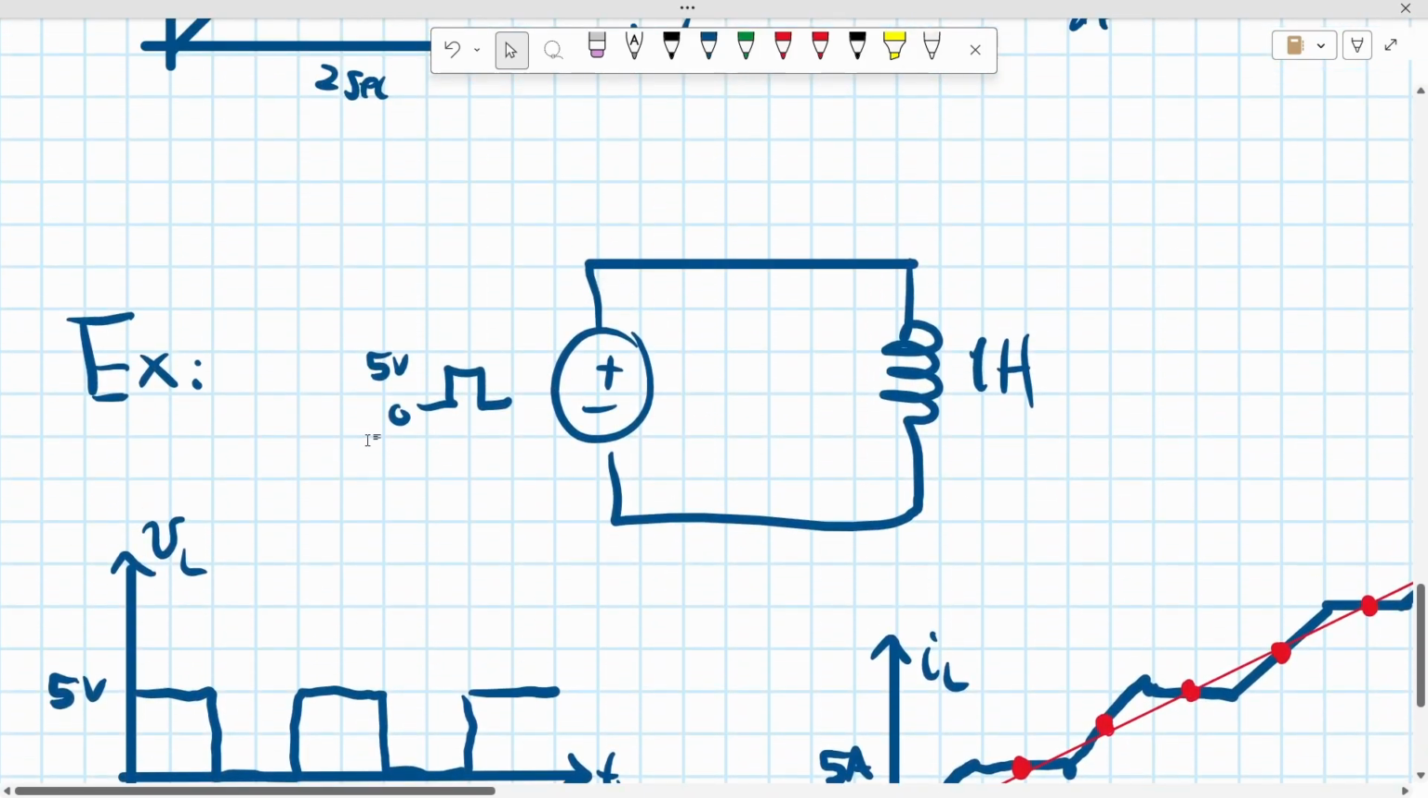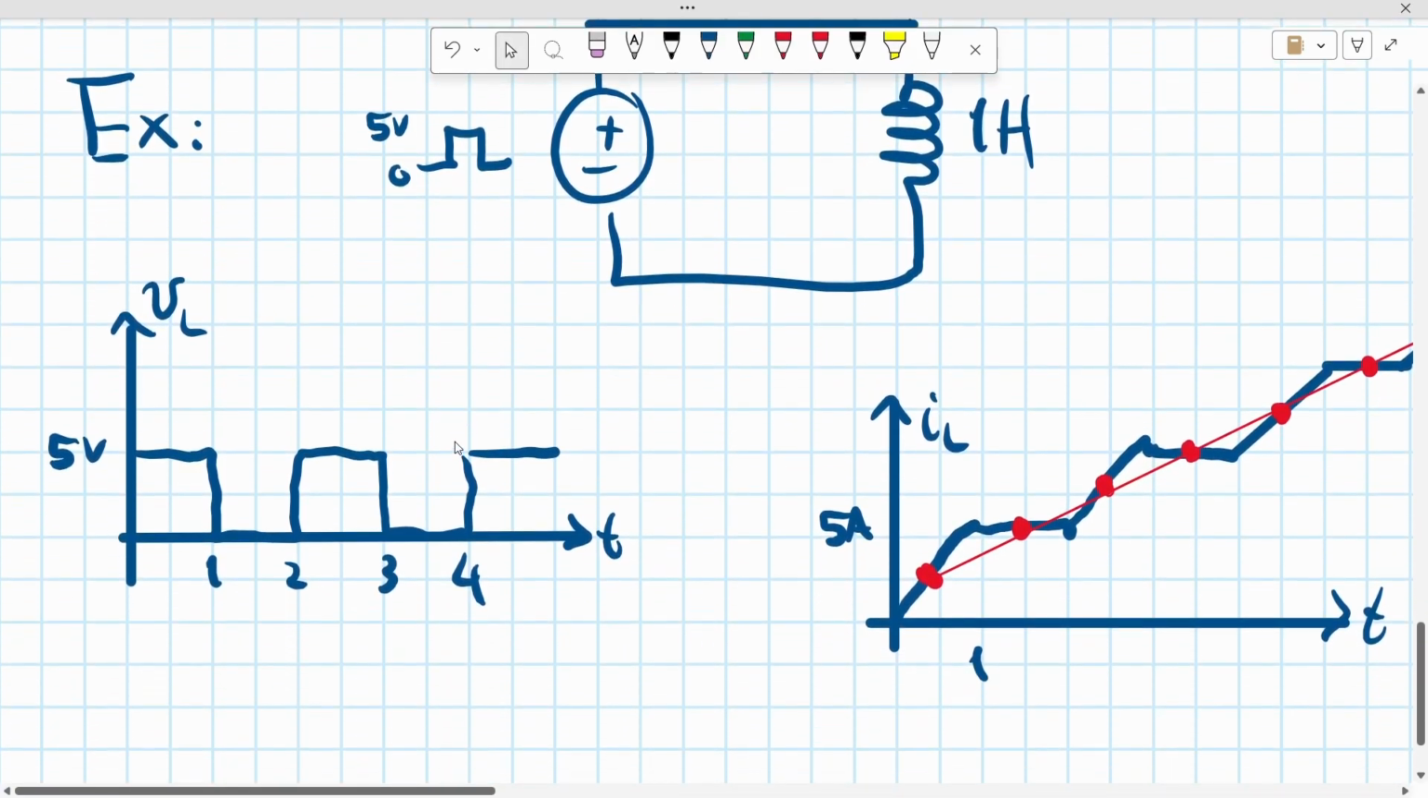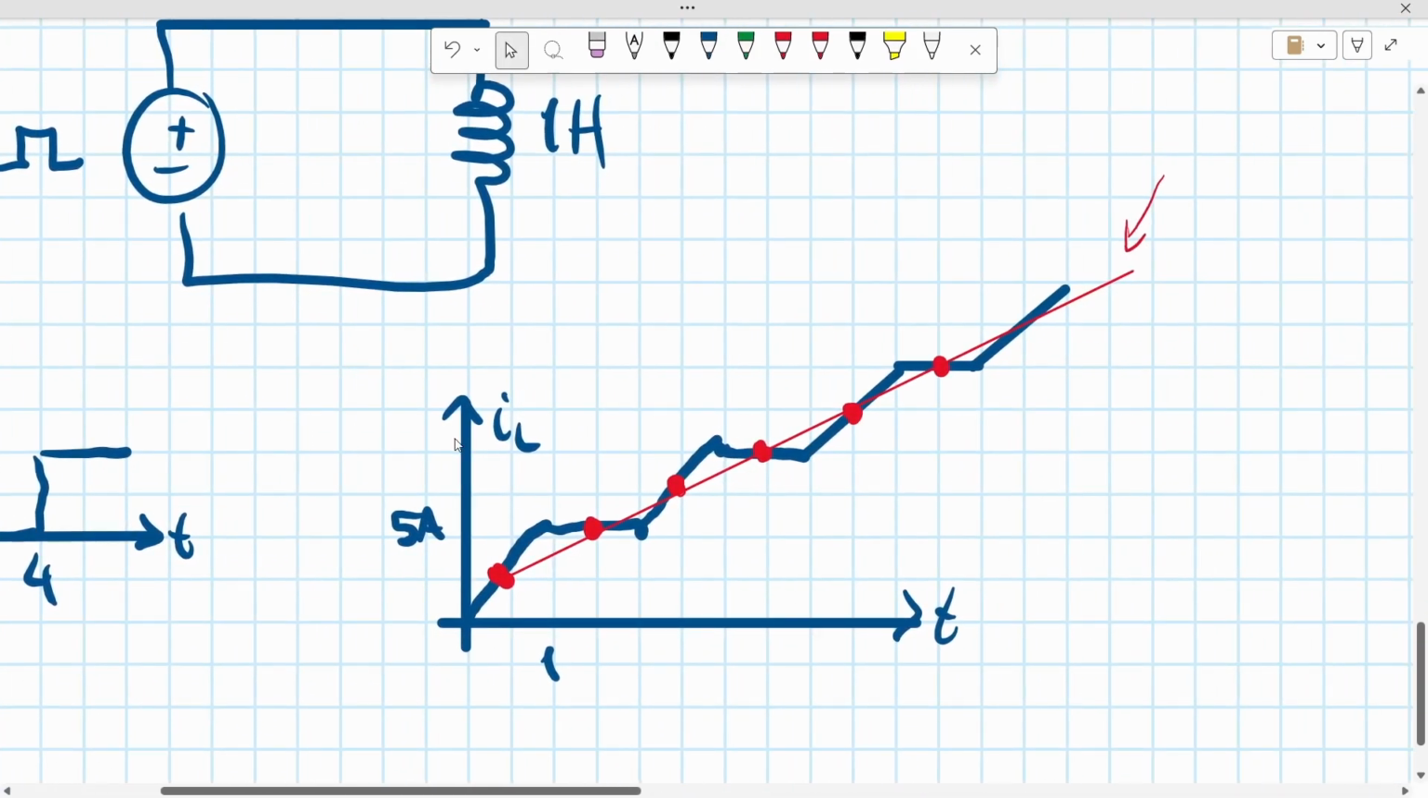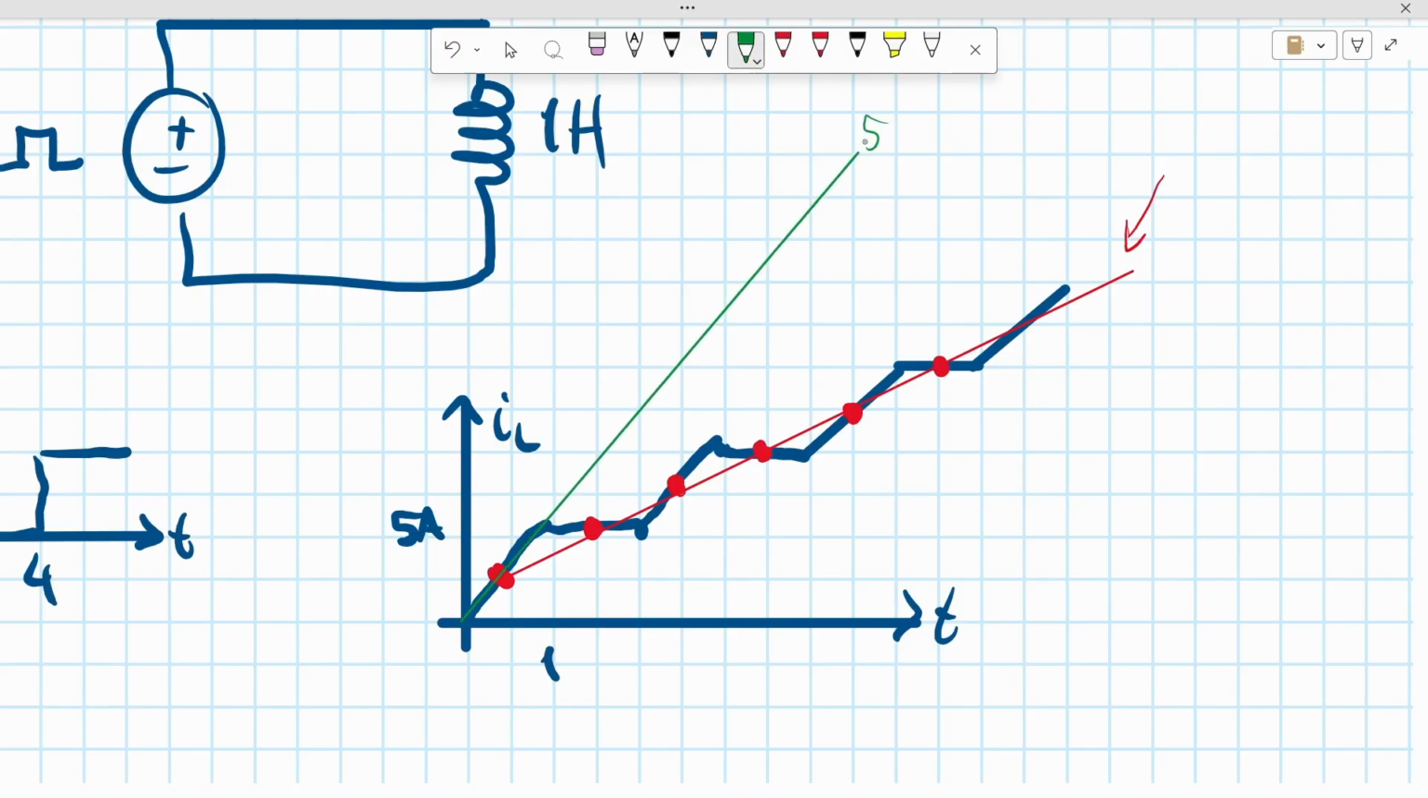Now when we kept switching 5 volts, 0 volts, 5 volts, 0 volts, and so on, the inductor current is still increasing, but it is not increasing like that. If we just switched it to 5 volts, it would keep growing at 5 amps per second. But that's not what it did. It's actually growing at a rate of 2.5 amps per second, this average value.